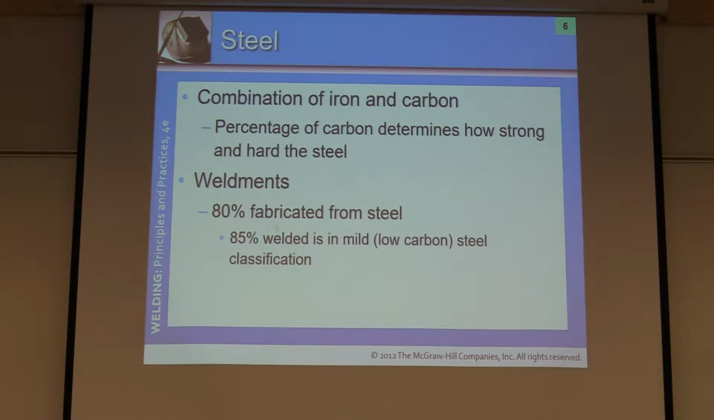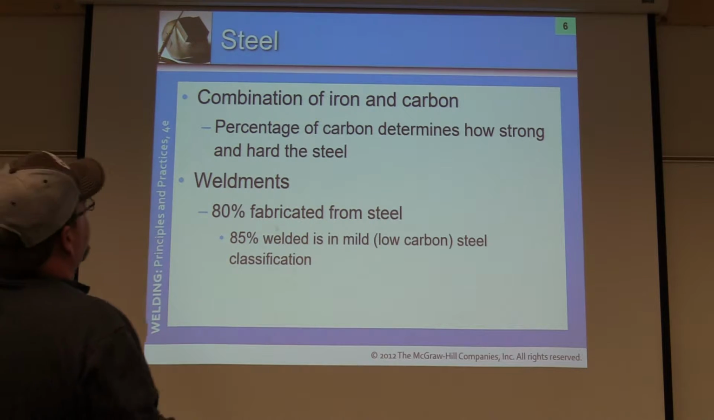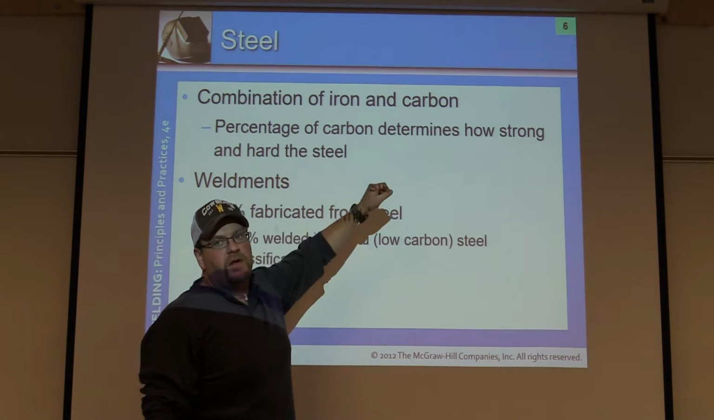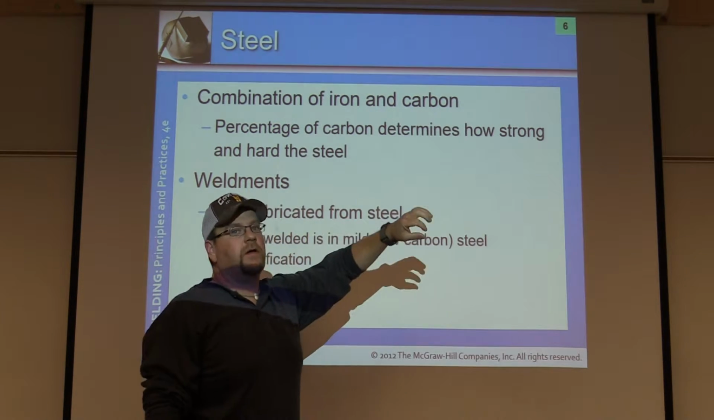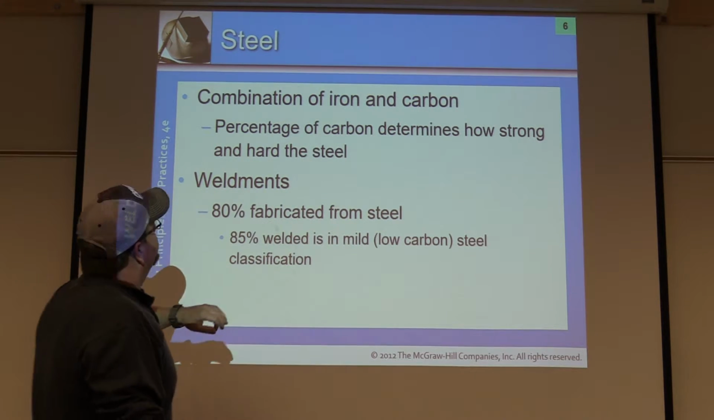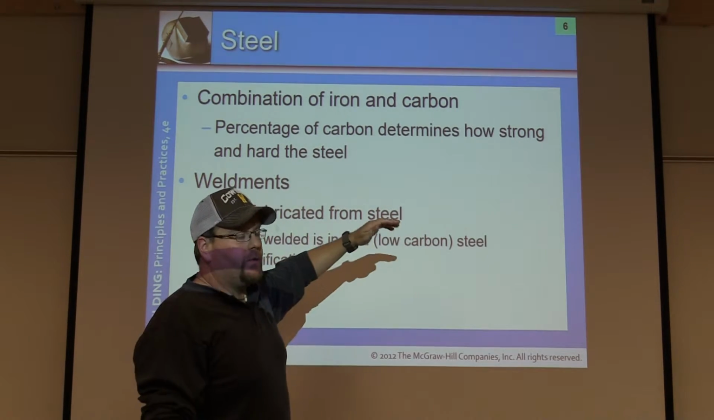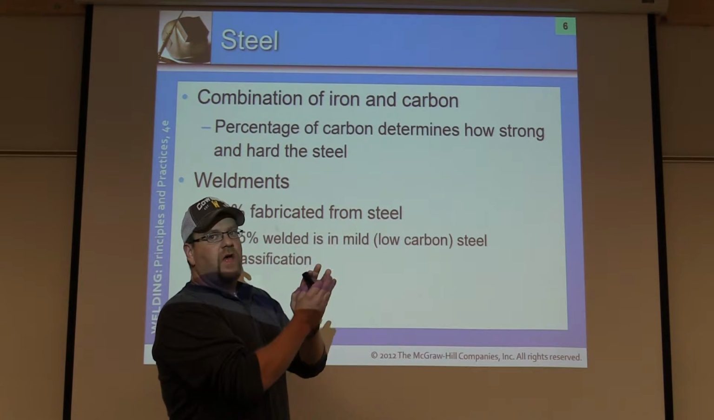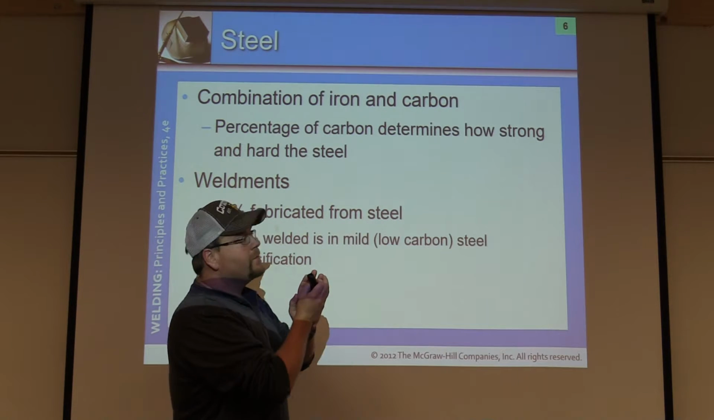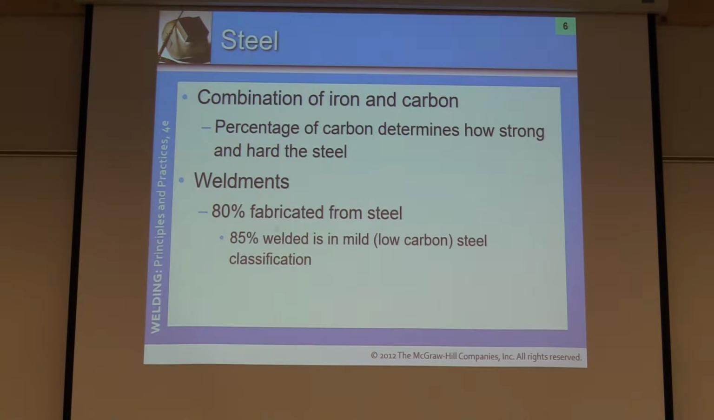Okay, let's go to the book. Underneath steel, I would highlight this chapter. I'm going to read the first two bulleted items. Steel is a combination of iron and carbon. So steel is already an alloy. First things, it's not a pure element itself. It's an alloy product, iron and carbon. Okay? The percentage of carbon determines how strong and hard the steel is. Real quick, the higher the carbon content, the higher the strength goes. They're directly proportional.